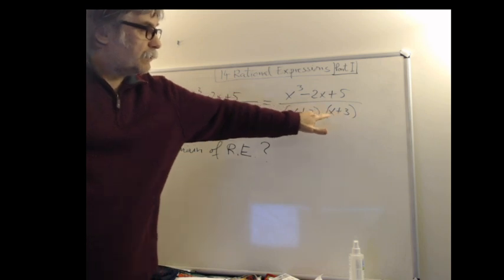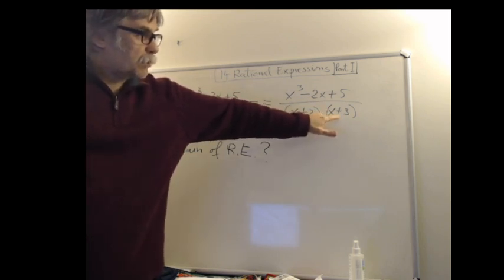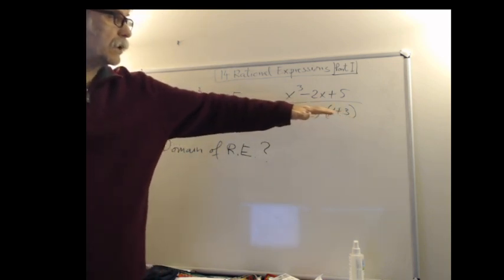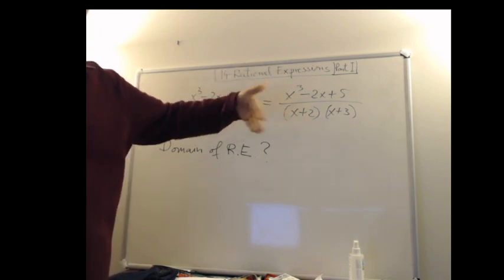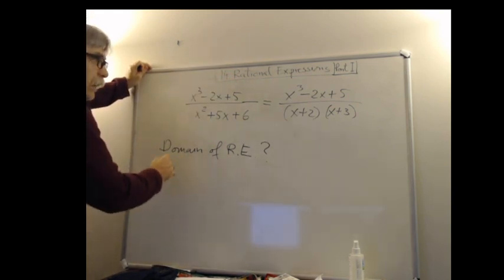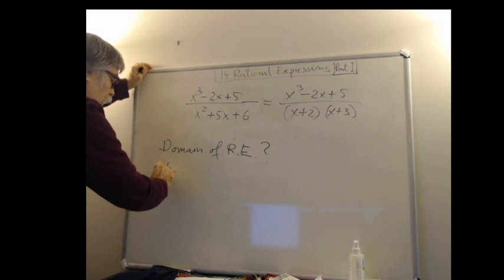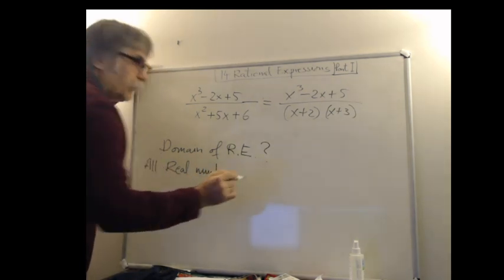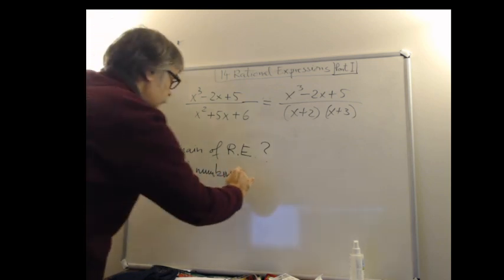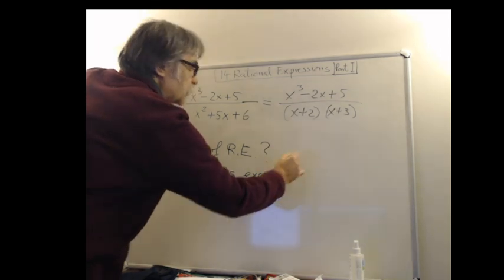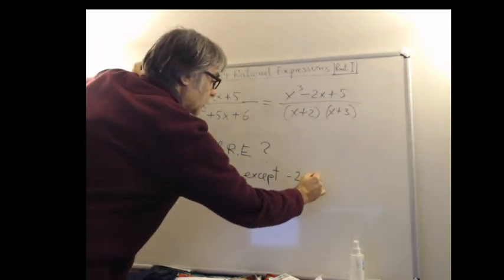If x is -3, I get this guy, -3 plus 3 is equal to 0, so I get 0 times something, that would be 0, and then you end up with the denominator being 0, so you have to divide the numerator with 0, and of course you cannot divide, which means the domain of this expression is all reals, all real numbers, with 2 exceptions. Except -2 and -3.